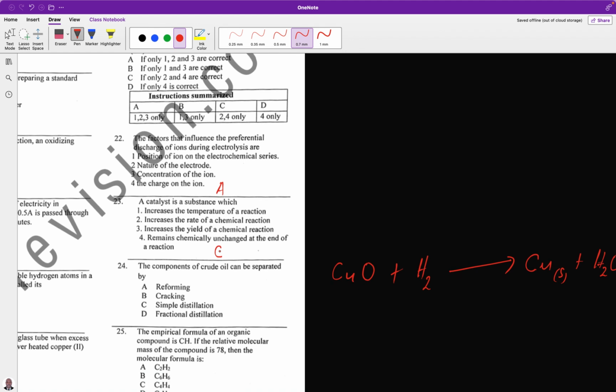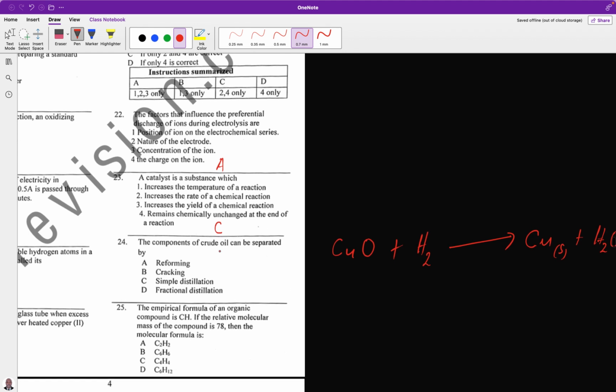Question number 24. The components of crude oil can be separated by A. Reforming, B. Cracking, C. Simple distillation, D. Fractional distillation. Of course, we cannot separate it by reforming or by cracking or by simple distillation. The only way we can separate crude oil is by fractional distillation, because the different components in there have different temperatures.